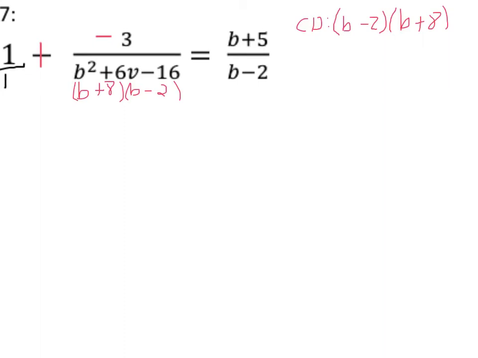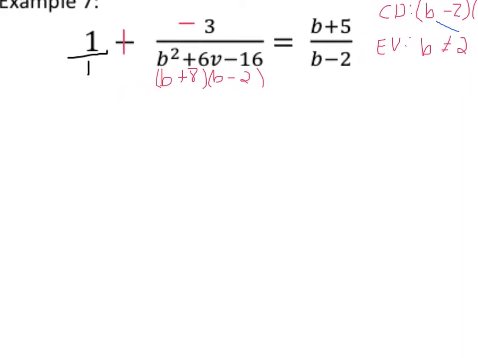At the same time, let's talk about excluded values. What would cause these denominators to be 0? Well, b cannot be a positive 2, because that would make this binomial 0, and b cannot be a negative 8, because that would cause this binomial to be 0. So those are excluded values. If we happen to get one of them as a solution, that solution becomes an extraneous solution. So let's get a common denominator for all these terms.